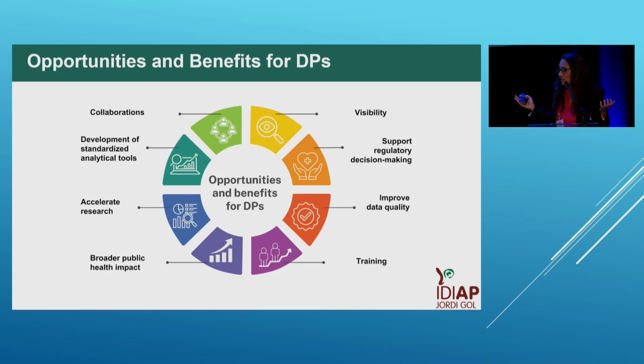Having a broader public health impact than if we were performing studies locally or nationally. The training: at the same time that we're performing these studies, our team is also getting ready to, in the future, probably lead studies as well. Improve data quality, which I've mentioned before, because we have the opportunity to detect problems with mapping and technical issues that we can solve. It is an opportunity to support regulatory decision-making, and also the visibility for the database is huge.